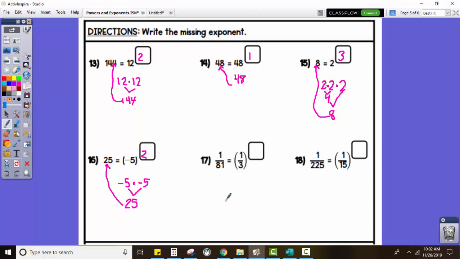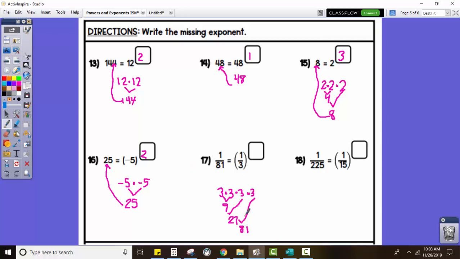17, 1/3 to the what power is 1/81st. So the 1 to the what power, that doesn't really help me. But if I look, 3 to the what for my exponent gets me 81. So I'm going to start multiplying by 3's. Well, I know 3 times 3 is 9. That's not enough. I need to get to 81 for the value. So I multiply by 3 again. 9 times 3 is 27, which is still not enough. But then if I multiply by 3 again, 27 times 3 is 81.